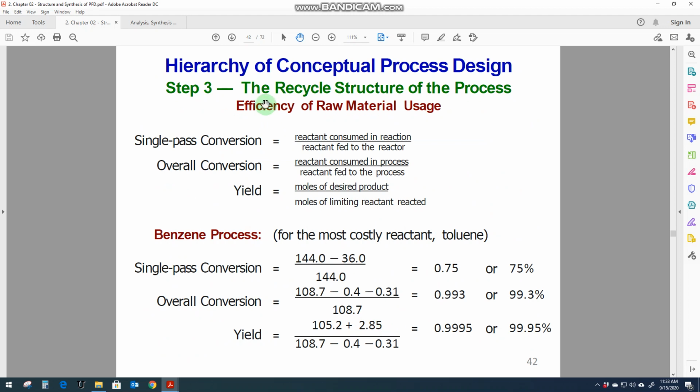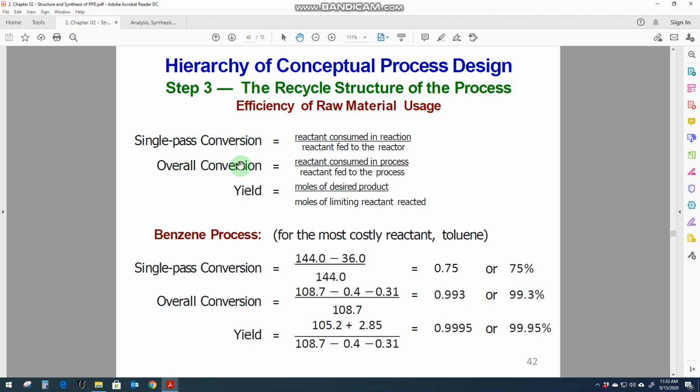Now let us see how we can calculate the efficiency of the reactor in terms of single pass conversion, overall conversion, and the yield. So what is a single pass conversion? It is the reactant consumed in the reaction divided by the reactant fed to the reactor. So this one is the single pass conversion. You must have studied this in CHE201 and 202. So single pass conversion only gives you the conversion around the reactor. Okay, it will not consider any of the recycle stream.